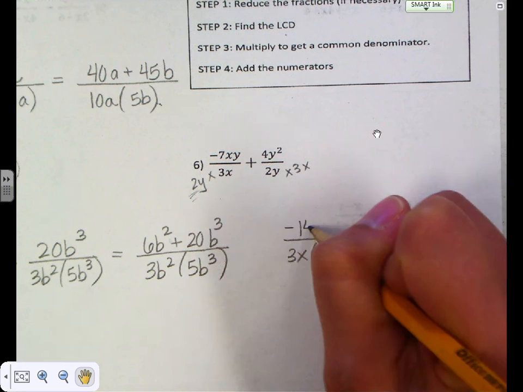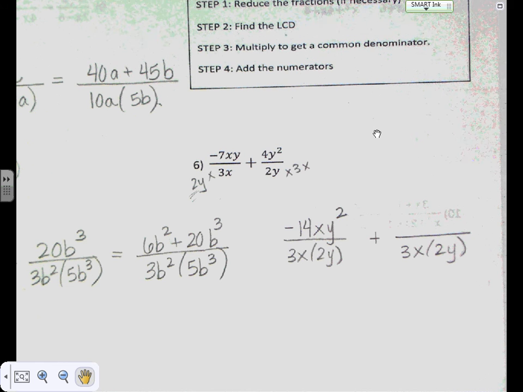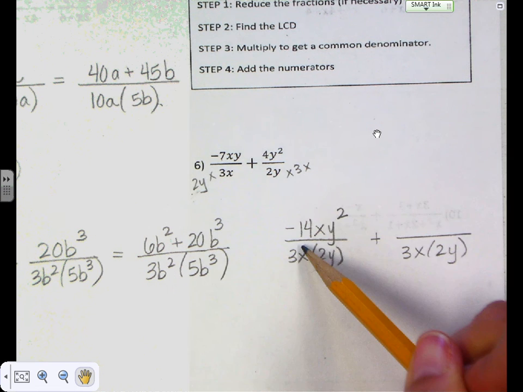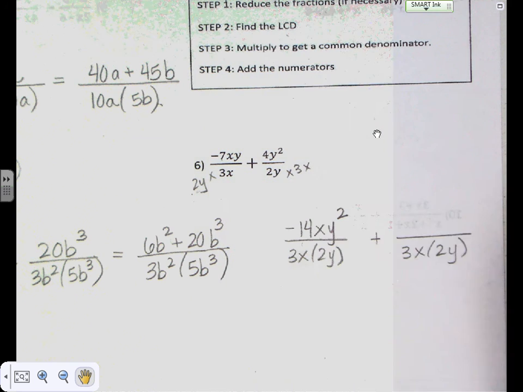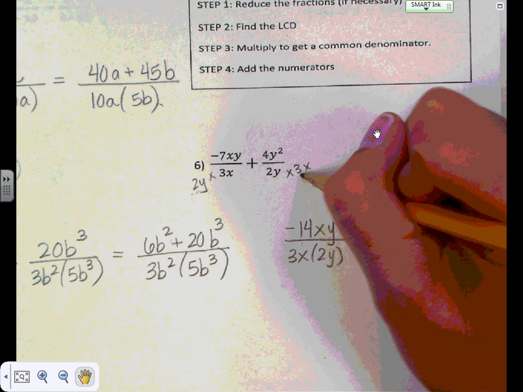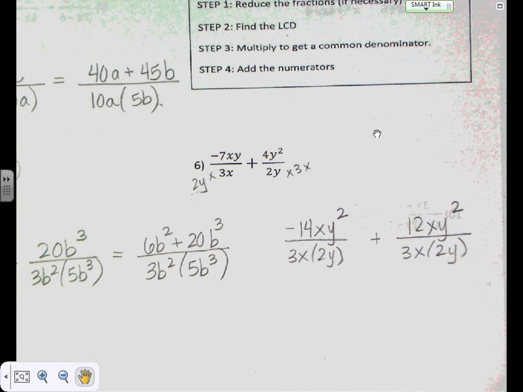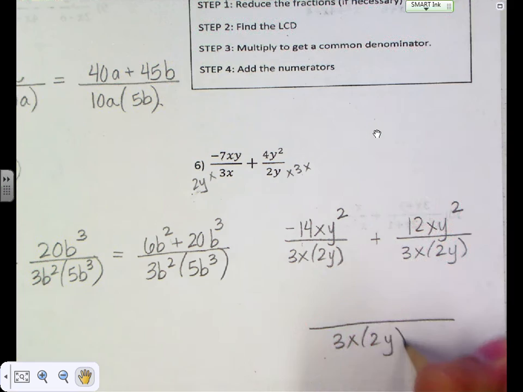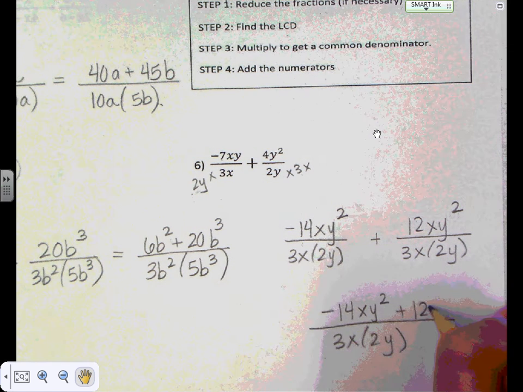Negative 14xy squared. But this is a positive. So really it's 2 times negative 7 gives you negative 14. X times nothing gives you x, and y times y gives you y squared. On the second one, what's 3 times 4? 12xy squared. Perfect. Now that you have a common denominator, you're going to add negative 14xy squared plus 12xy squared.